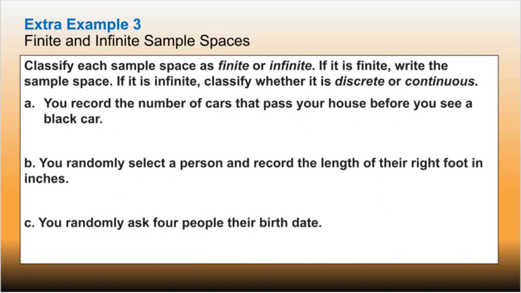Next, you record the number of cars that pass your house before you see a black car. So you're going to keep going until you see a black one. So this one is infinite. And this would be discrete because there is an ending. We just don't know when a black car will appear.